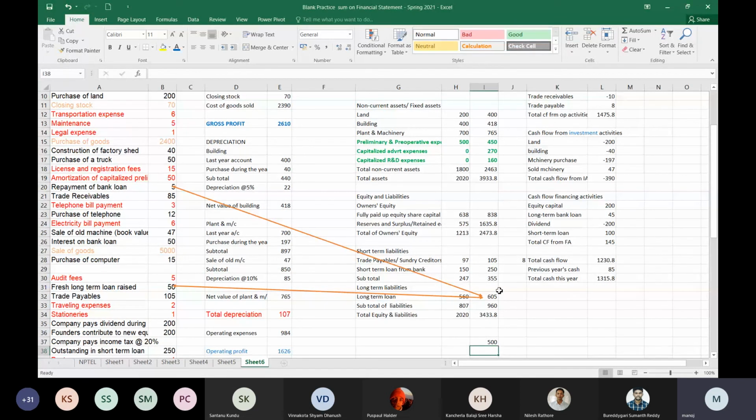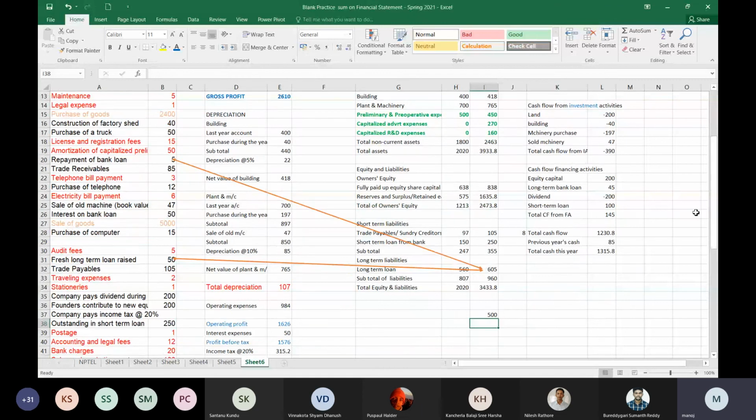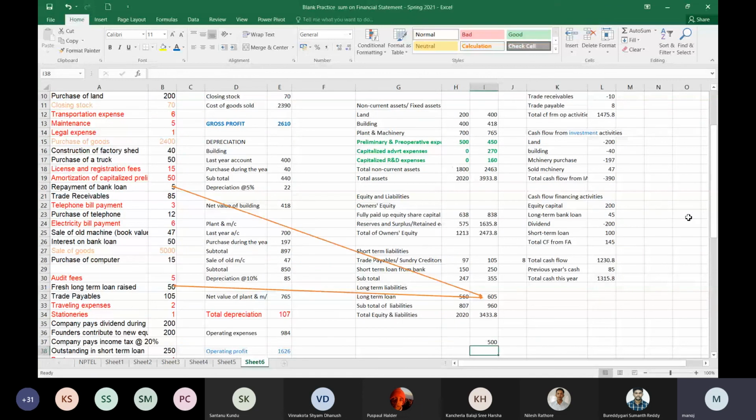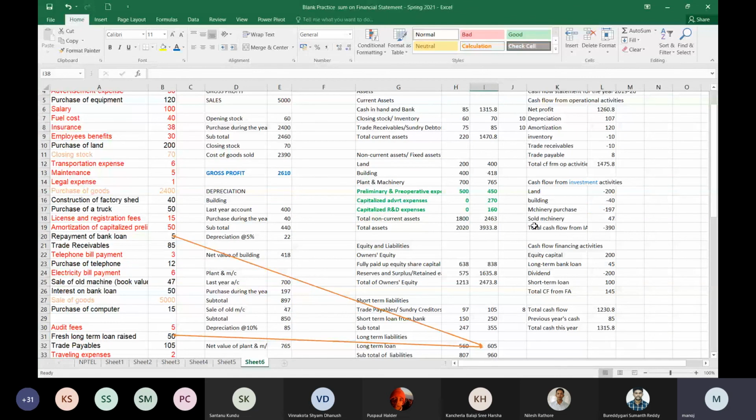Trade payable is right, subtotal is right, long-term loan is right, subtotal of liabilities. Did we make a mistake in the cash flow statement anywhere? 500 rupees. Amortization is this. Depreciation is 107. Is the depreciation 107 only? Yes. Then dividend we have considered. Equity capital is 200. Long-term loan is right. Only 50 minus 5. Then cash flow. Previous year's balance is how much? 85 is right. Previous year it is balancing.